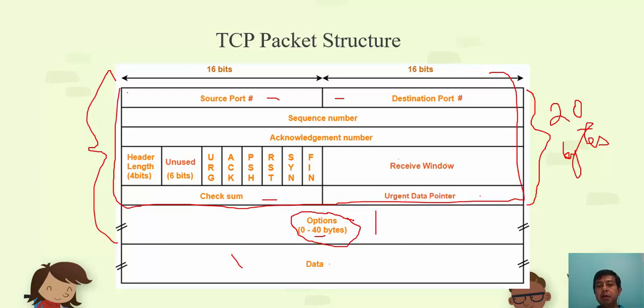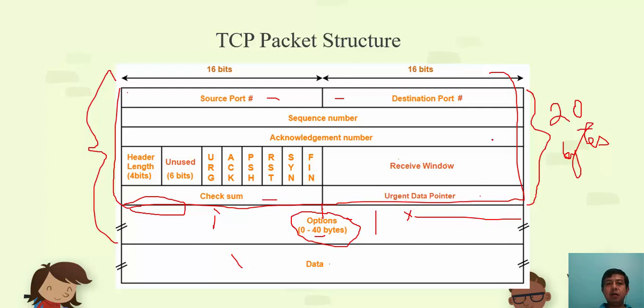Clear? And again, remember, the options field needs to be a multiple of the byte size. That means your options cannot end here. It has to use 2 bytes here, 2 bytes here, 2 bytes here, 2 bytes here, up to 40 bytes. So it should be a multiple of bytes. It cannot end in between, say somewhere here or somewhere here like this. If it happens like this, it has to be padded with extra zeros. These things we have already discussed in UDP.